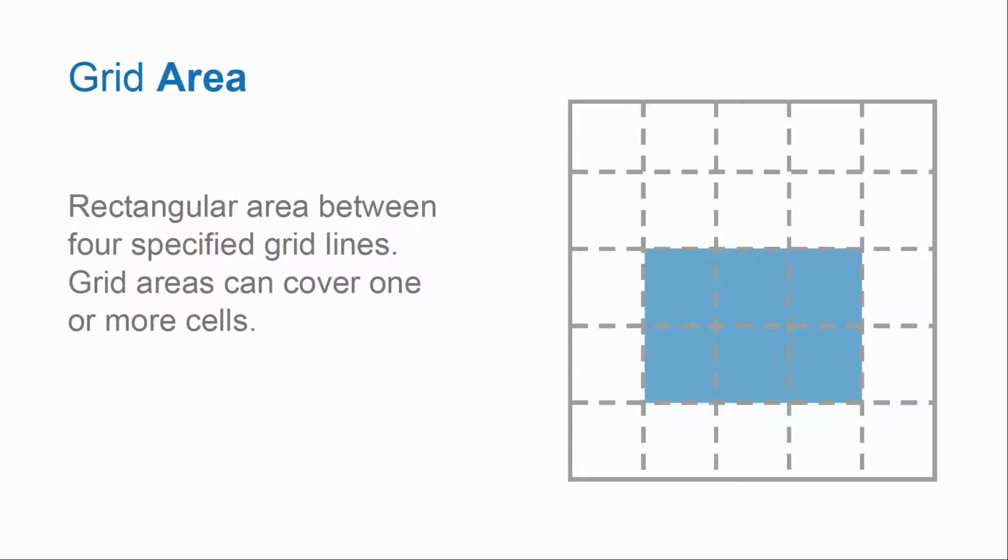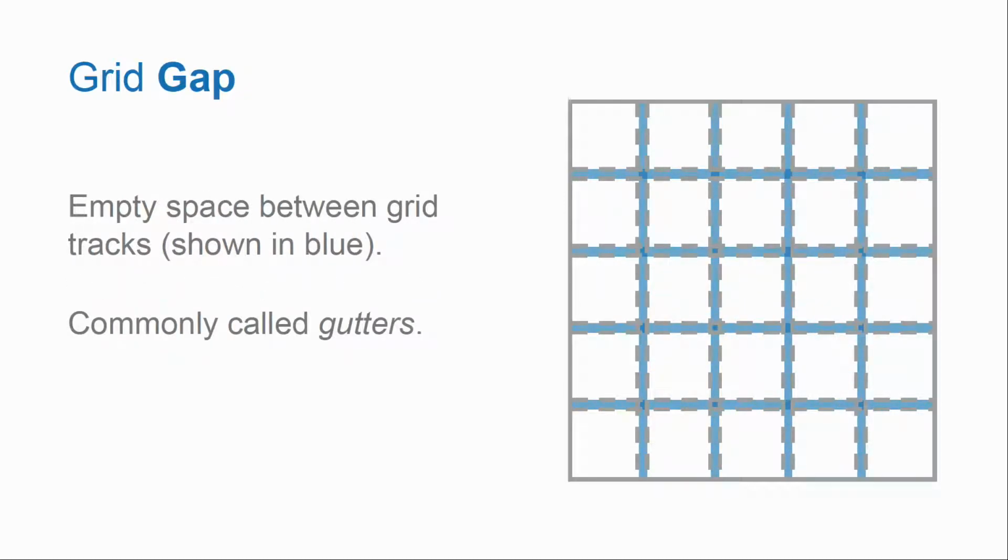Next, you can define a grid area, which we'll look at a bit later. That's a rectangular area between 4 specified grid lines. These grid areas can cover 1 or more cells. As you can see in the example, this grid area is covering 6 cells. Another term you'll see is grid gap. These are basically gutters, the empty space between the grid tracks. In the example shown in blue, you can set the width of those.